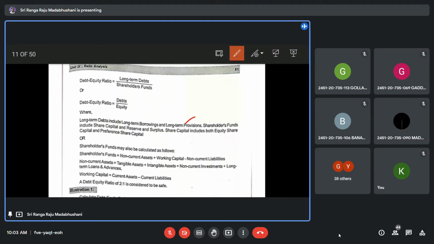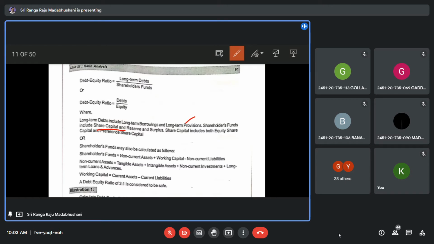Then shareholders fund. Shareholders fund means the owners' investment. In this we will consider the share capital, which is the total investment made by the owner. And reserves and surplus: whatever profit is earned by the organization is kept as a reserve to meet unforeseen expenses in future, or for expected capital expenditure, or to repay the liabilities of the organization, or to buy an asset. Say, for replacement of an asset we need funds.